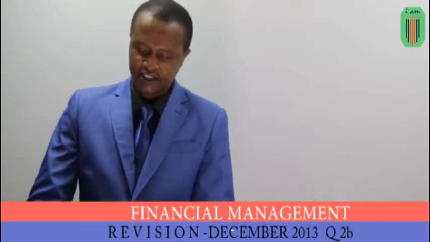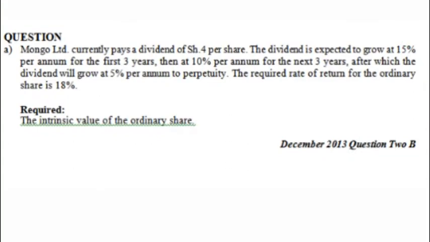Then after the 6 years, we are told that the dividend will grow at 5% per annum to perpetuity. What do we mean by perpetuity? Perpetuity simply means forever. After 7 years, the dividend will grow at 5% per annum forever, continuously. After 7 years, the growth will be 5%, 5%, 5%, 5% to perpetuity. So that is the question.